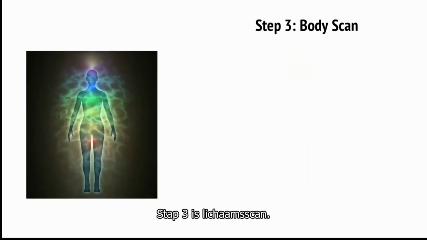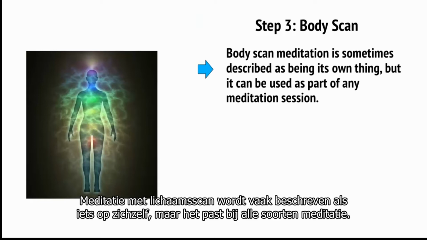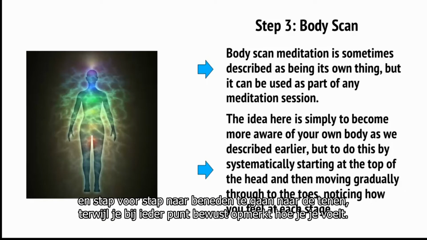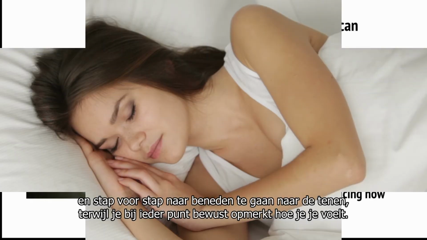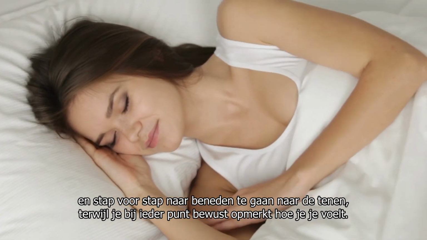Step number 3 is body scan. Now, body scan meditation is sometimes described as being its own thing, but it can be used as part of any meditation session. The idea here is simply to become more aware of your own body, as we described earlier, but to do this by systematically starting at the top of your head and then moving gradually through to the toes, noticing how you feel at each stage.